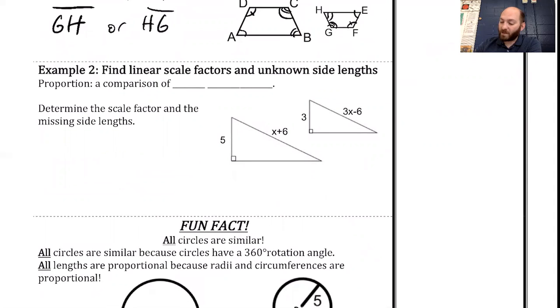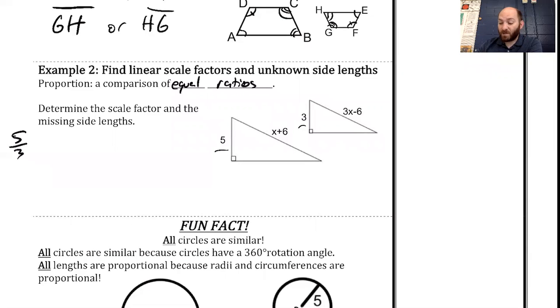Proportion, remember, is a comparison of equal ratios. So we're going to determine the scale factor and the missing side lengths. Scale factor is going to be really easy, using the only 2 sides that I know. So I know my scale factor is 5 to 3. And I have that set up as large over small.